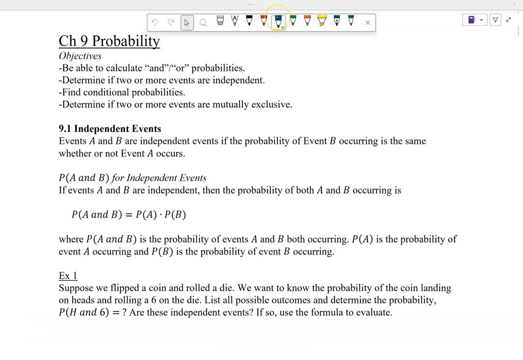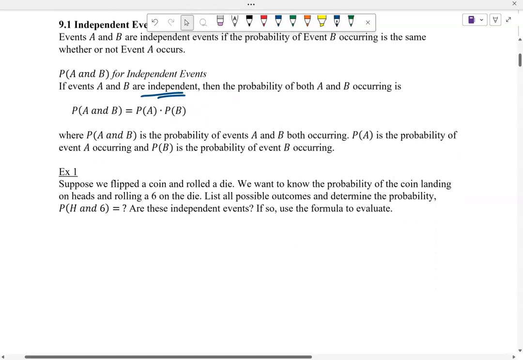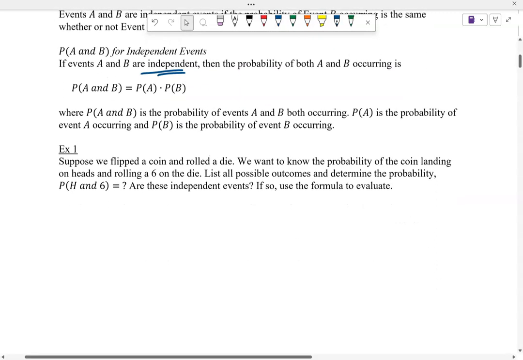We're going to take a look at probability, specifically independent events initially. So the probability of A and B, if they are independent events, would be the probability of A times the probability of B. Okay. So let's do an example of that here. Suppose.